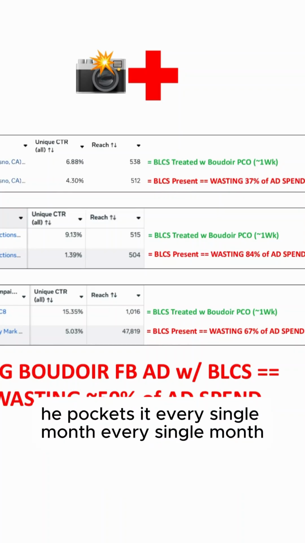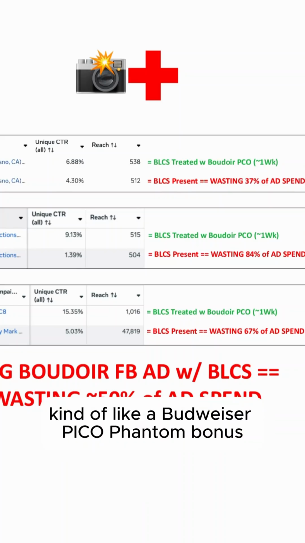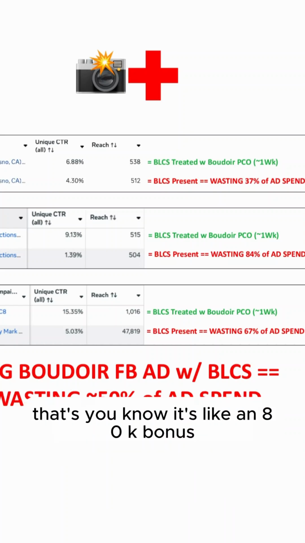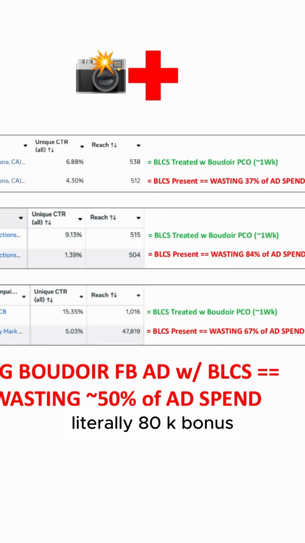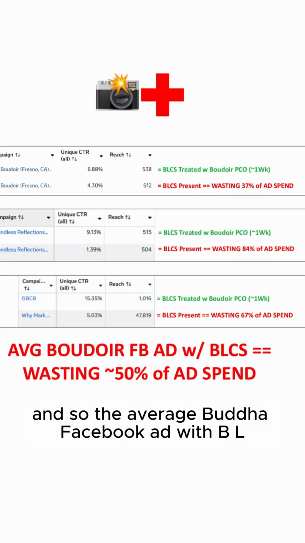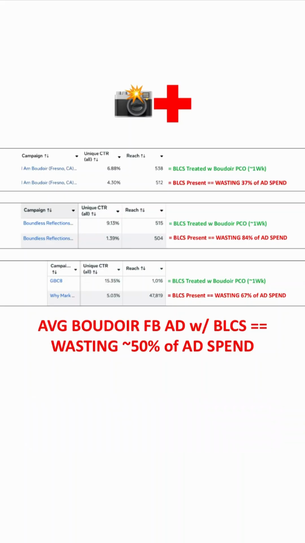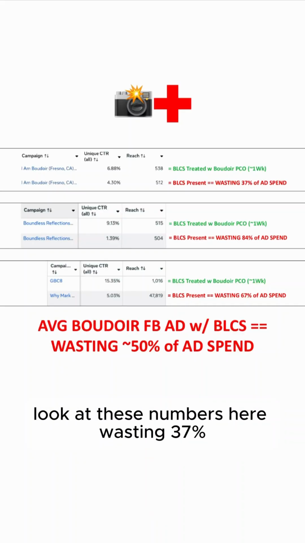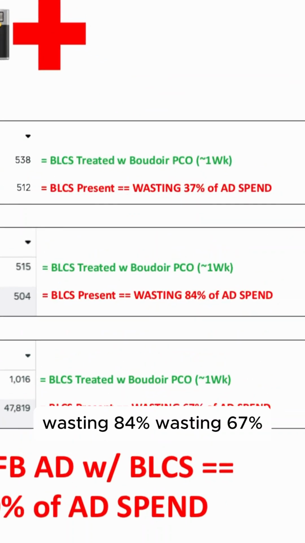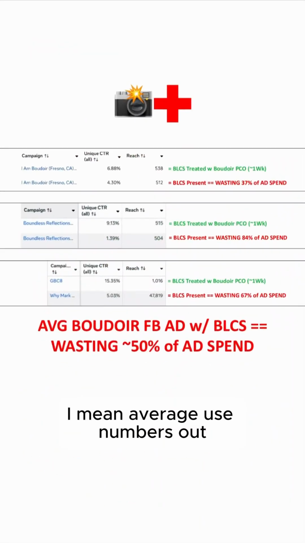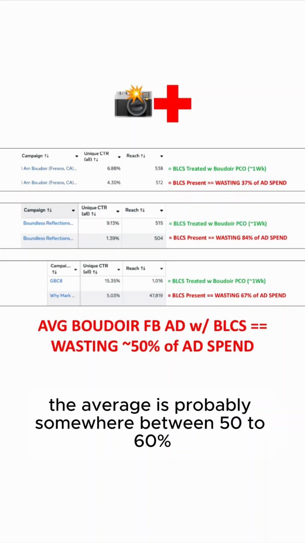He pockets it every single month. Kind of like a Boudoir Pico phantom bonus. And at the end of the year, after 12 months, what's that? It's like an 80K bonus. Literally, 80K bonus. And so the average boudoir Facebook ad with BLCS is wasting about 50% of its ad spend. And we know that because, dude, just look at these numbers here. Wasting 37%, wasting 84%, wasting 67%. Average these numbers out, the average is probably somewhere between 50 to 60%.